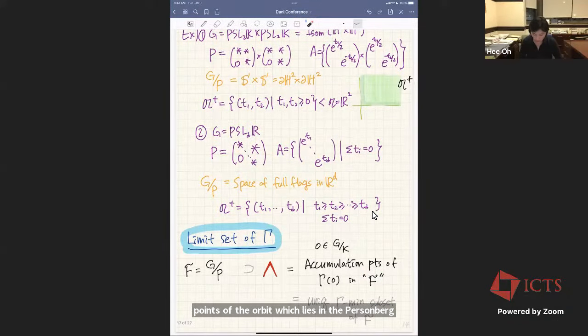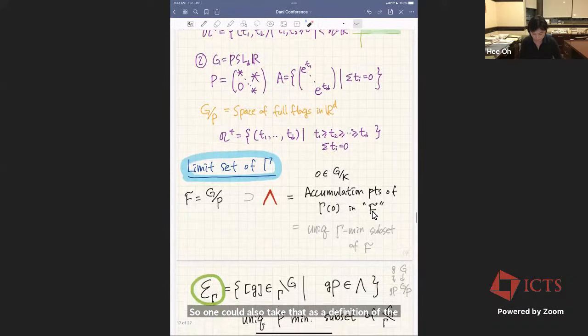And it is known that, remember, I am assuming gamma is Zariski dense. It's a very important assumption. And under this condition, it is always the unique gamma-minimal subset of the Furstenberg boundary. So one can also take that as a definition of the limit set.